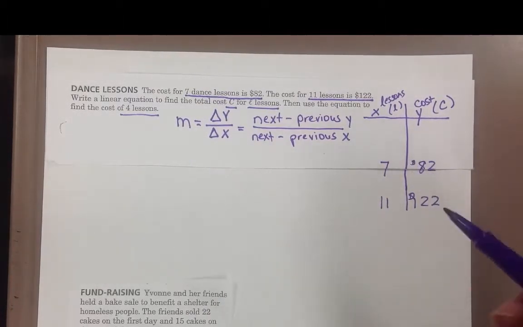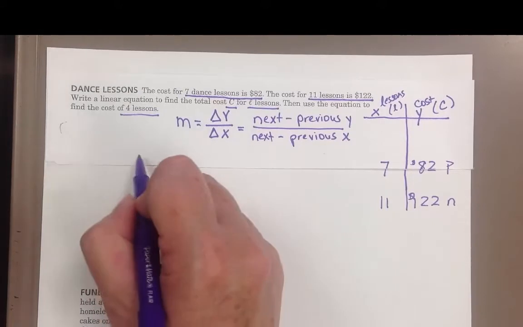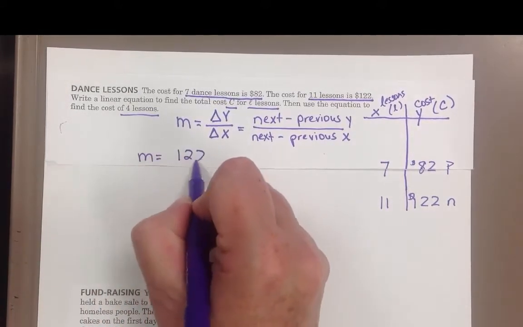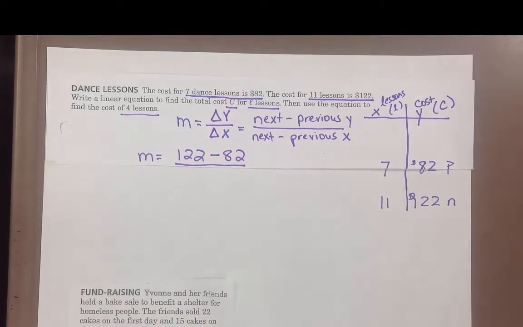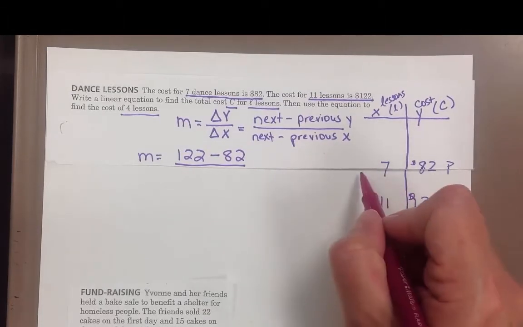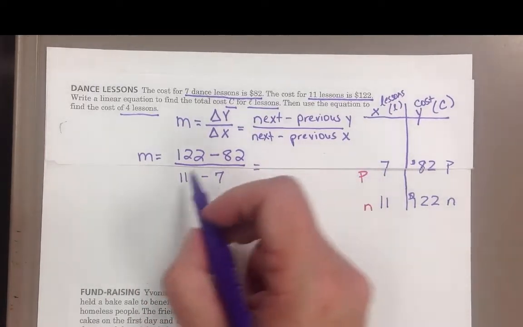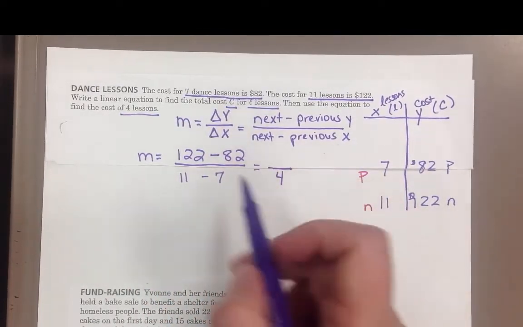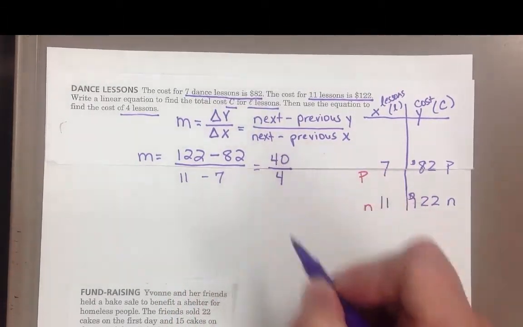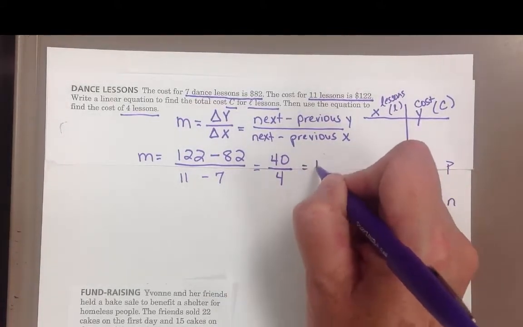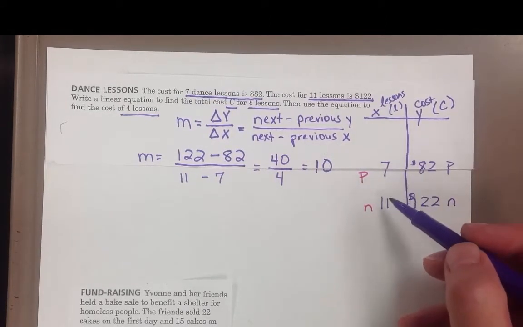All right, so my next for y's, here's my next, here's my previous. So I'm going to set up that m is equal to 122 minus 82 over, and this would be my next for x, and this was my previous. So I can do 11 minus 7, and I get 11 minus 7 is 4 in my denominator. In my numerator, 122 take away 82 is 40. So I have 40 divided by 4. How many 4s are in 40? That's 10. So that means for every 1 lesson I increase, I go up by 10.